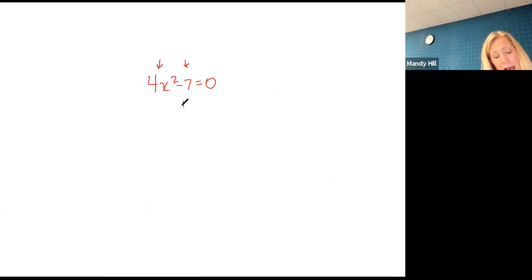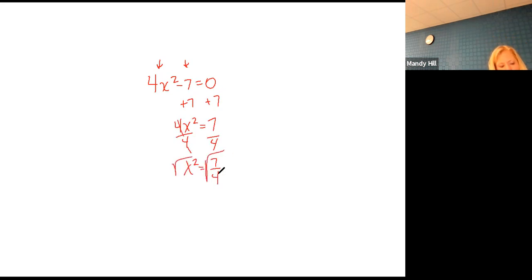I can use the quadratic formula if I want to, but it would be much easier if I recognize, oh, there's just 2 terms here. I can add 7 to the other side, divide by 4. Those cancel. x squared is equal to 7/4. Then we would take the square root of both sides. So x is equal to plus or minus the square root of 7/4.